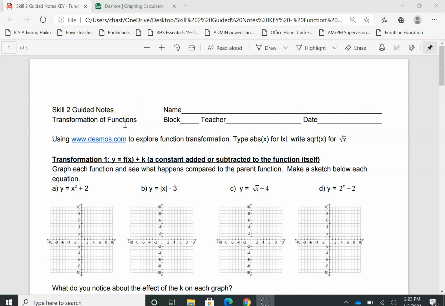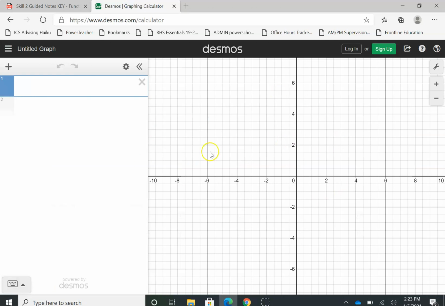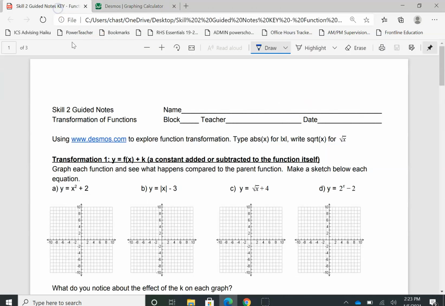This is Mr. Bear bringing you Skill 2 guided notes on transformations of functions. If you haven't already done so, it will be very helpful if you pull up the website desmos.com. You'll see I have that opened up in this tab. Additionally, you will probably want to print these notes if you have access to a printer. If not, then just make sure when you're sketching them in your notebook that you are very careful.